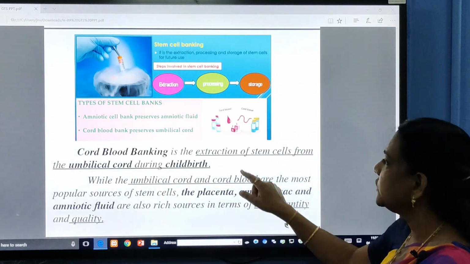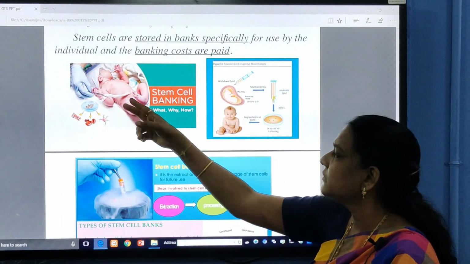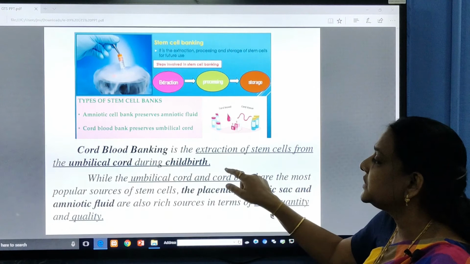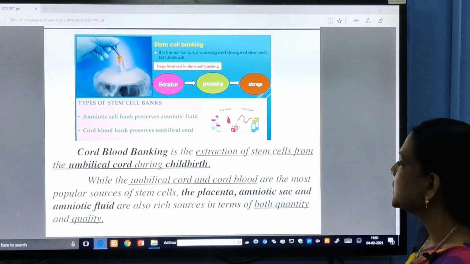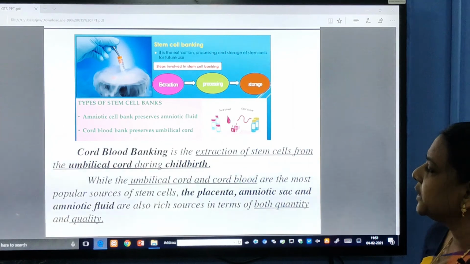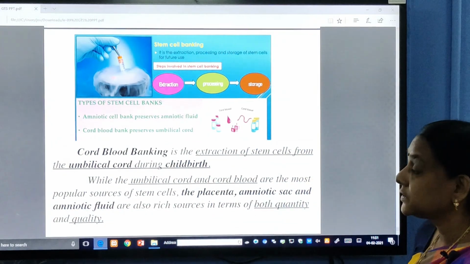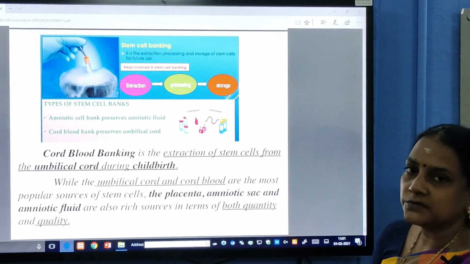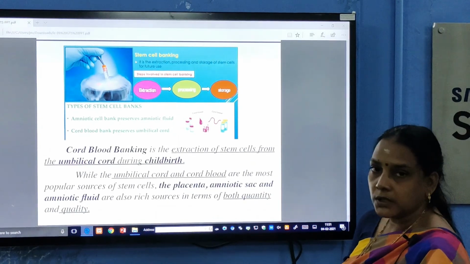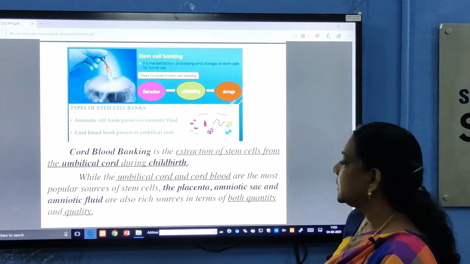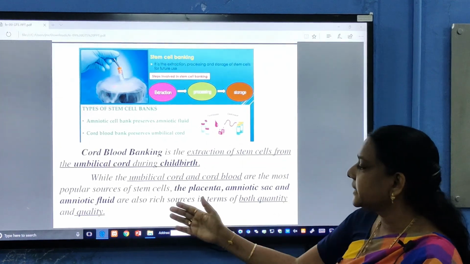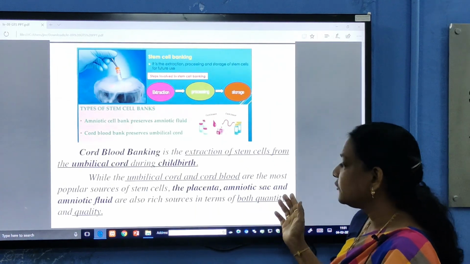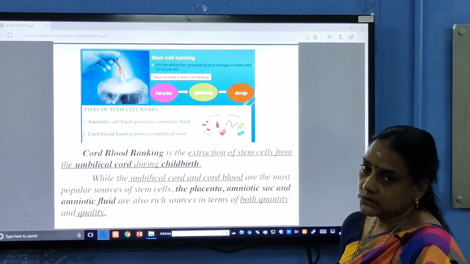Cord blood banking is also done. What do you see here? The cord when it is cut after the parturition. That is mainly used as it has so many stem cells, undifferentiated cells, which can be used in future. Here the stem cells are extracted from the umbilical cord during childbirth, which is more valuable than anything. The most popular source of stem cells, we could say, is the umbilical cord or the cord blood. This can be got from the placenta, amniotic sac and amniotic fluid. Everything is said to be a rich source in terms of both quantity as well as quality.